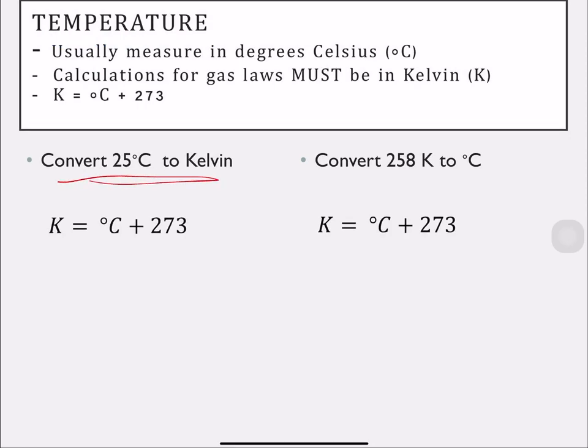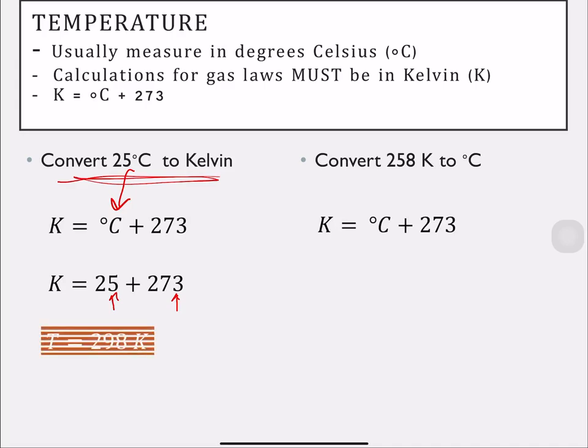So if we look at our first problem, if we want to convert 25 degrees Celsius to Kelvin, we're just going to plug that into the equation right there. And then that's simple enough. 25 plus 273, because we're using the rules for adding significant figures, they're both significant to the ones place, and so my final answer is significant to the ones place, 298 Kelvin, right? Not degrees Kelvin, just Kelvin.